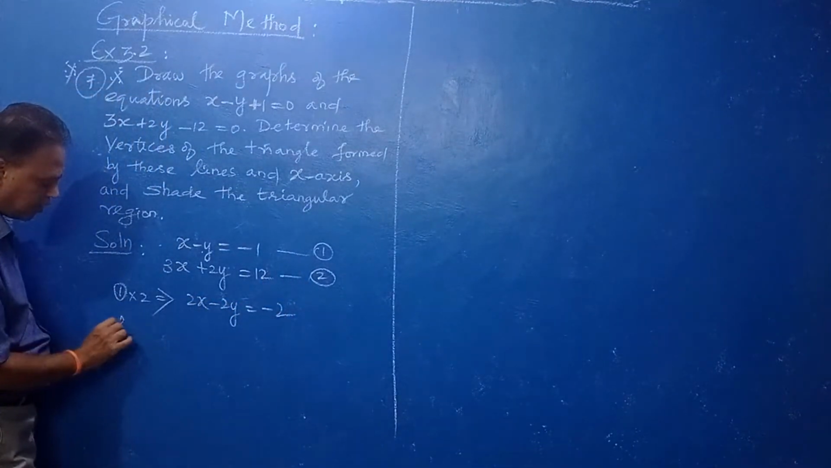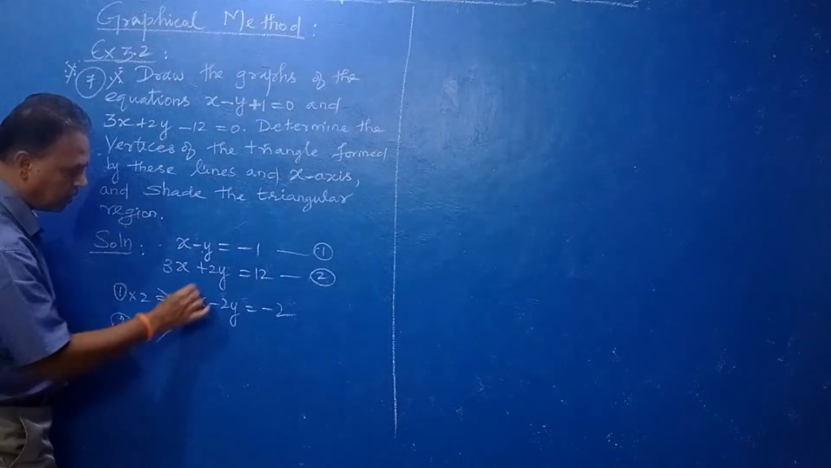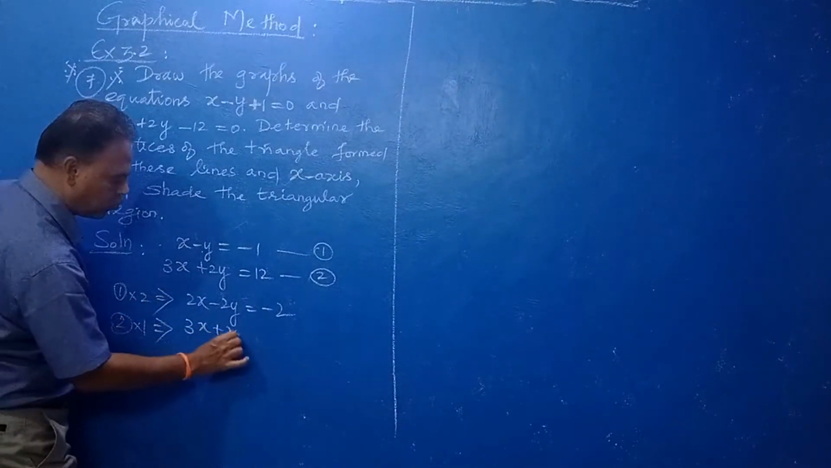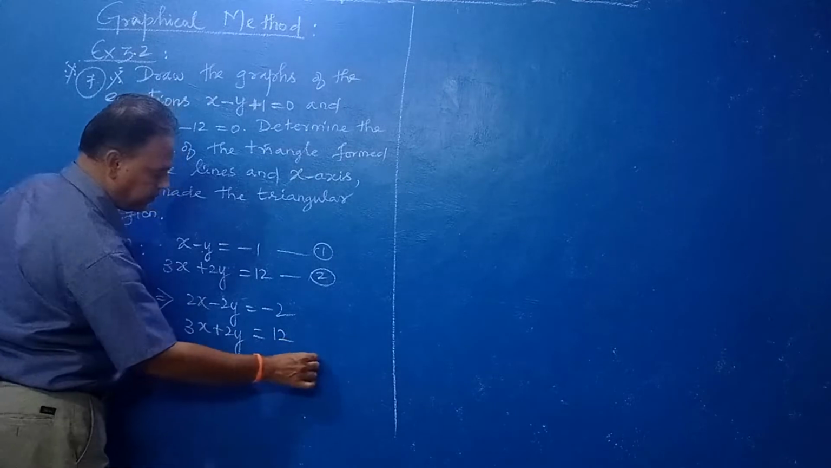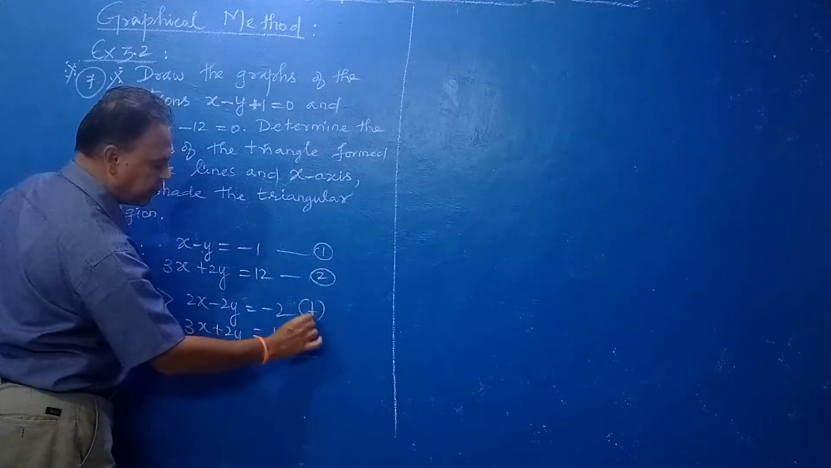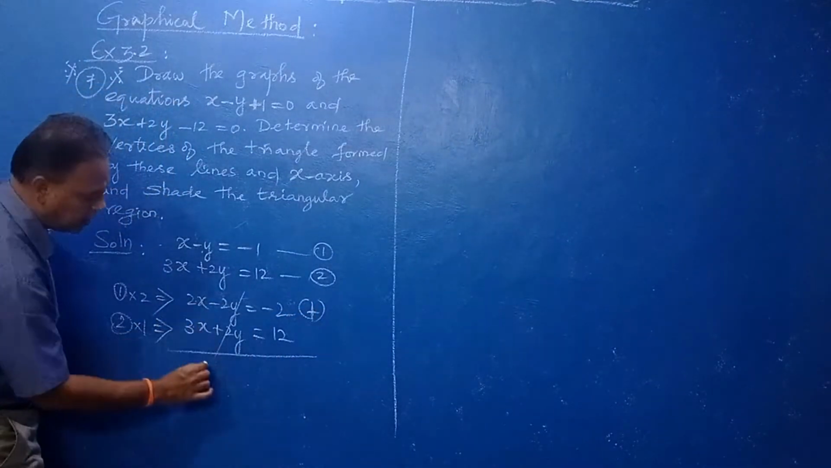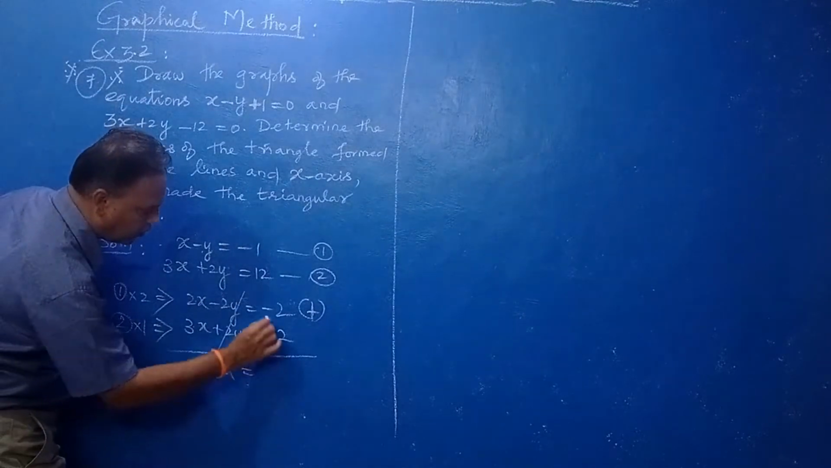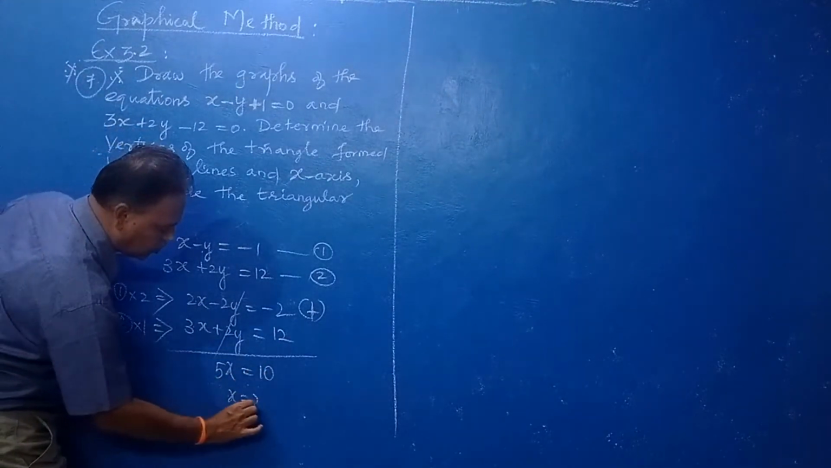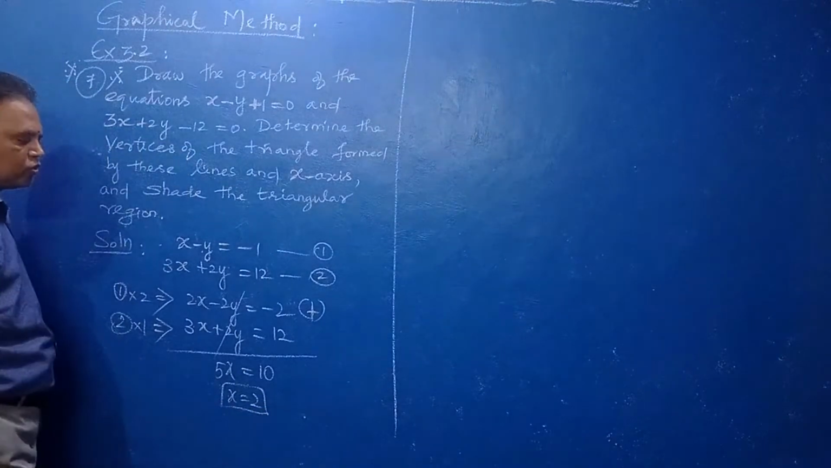Now write equation number 2 as it is: 3x plus 2y equals 12. Now just adding, y is eliminated. So here you will get 5x equals 10. Therefore x equals 2. You will get x equals 2.